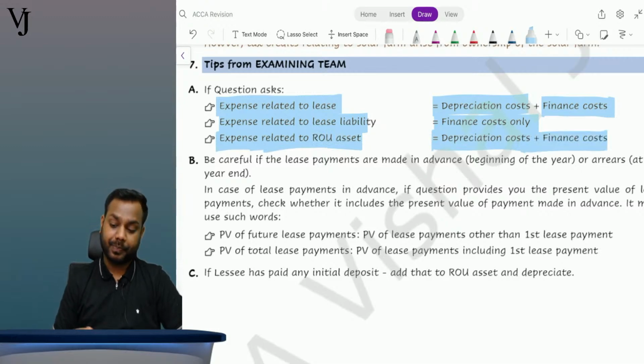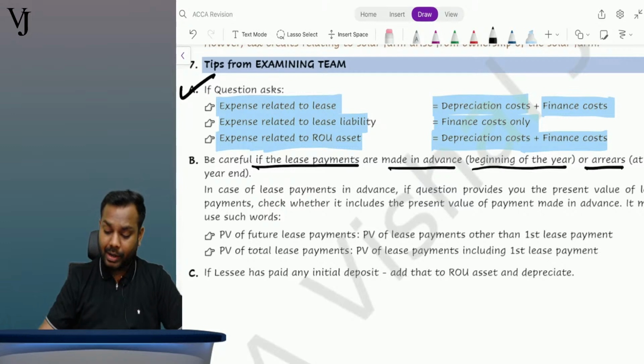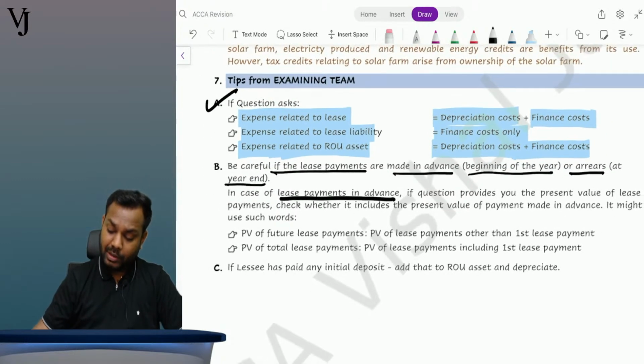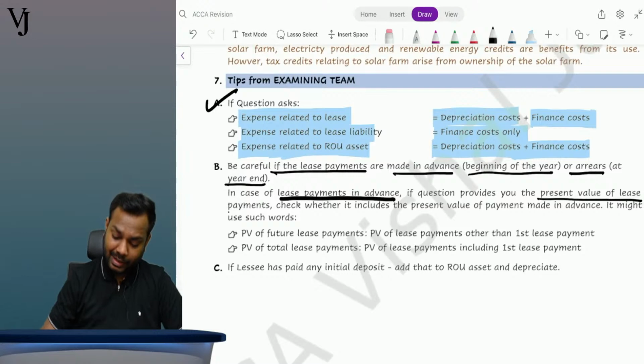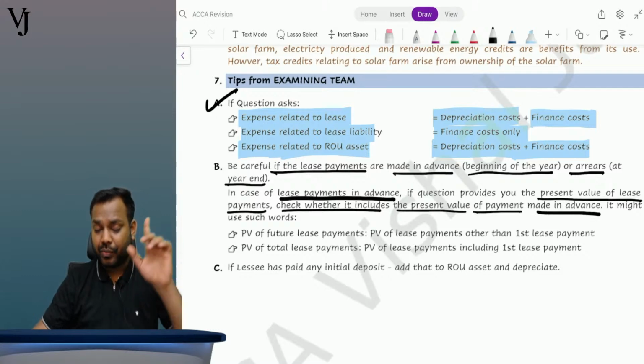Second point, be careful whether the lease payments are made in advance, that is at the beginning of the year, or in arrears, that is at the year end. In case the lease payments are in advance, and the question provides the present value of the lease payments, check whether it includes the present value of the payment made in advance, that is the very first payment.